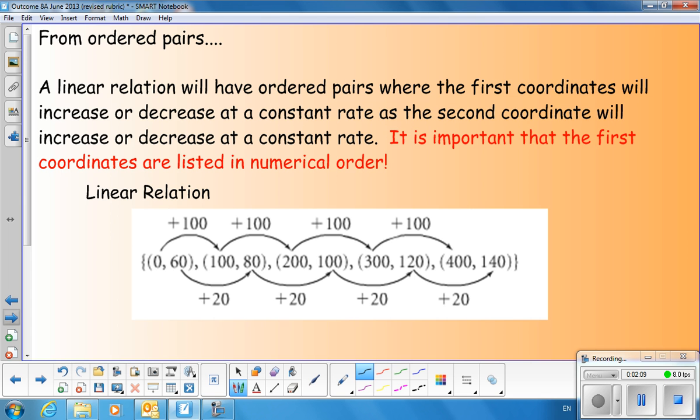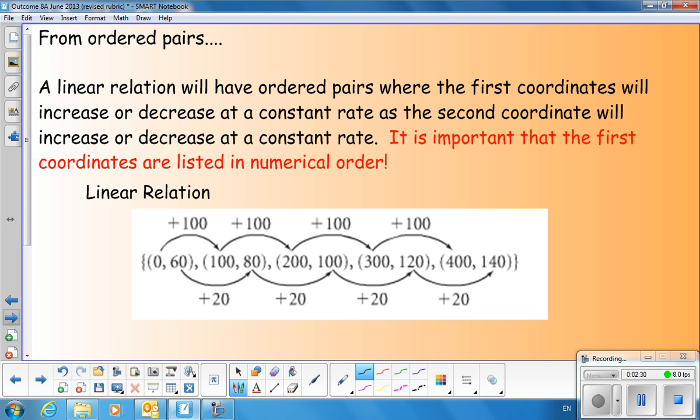From ordered pairs. A linear relation will have ordered pairs where the first coordinates increase or decrease at a constant rate as the second coordinate increases or decreases at a constant rate. It is important that the first coordinates are listed in numerical order. Although it doesn't matter when we're listing those just as a set, if we're trying to decide if it's a linear relation, our x values have to be listed in numerical order.